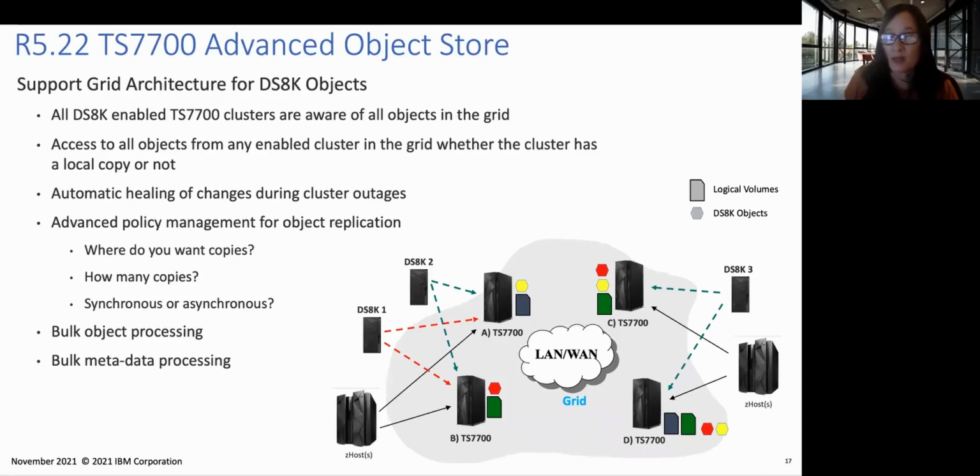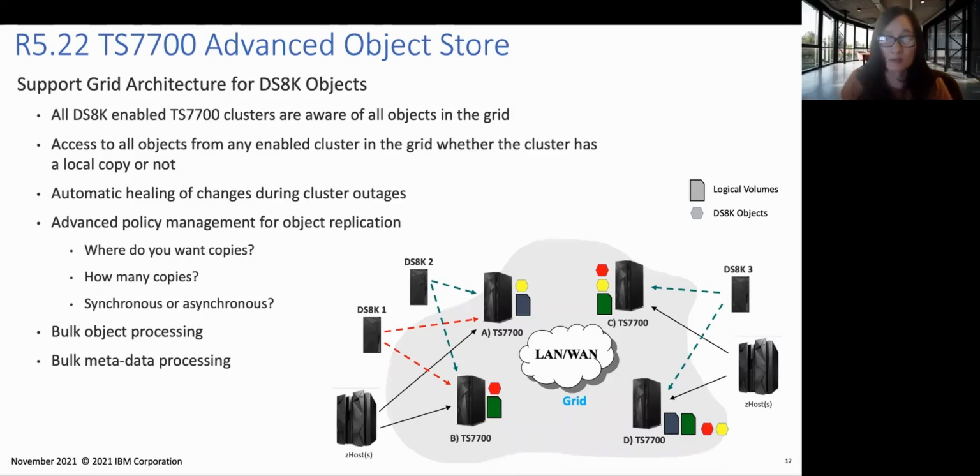If, let's say, cluster A needs to come down for maintenance, it's down now, and the host says, I need to recall, or read, the yellow object. DS8001 can still access that object through cluster B, even though cluster B doesn't have a copy of it. It is aware of the yellow object and knows where it exists. It knows it exists on A, C, and D, and that A is offline. So it reads it from either C or D, whichever is the most optimal place to get it.